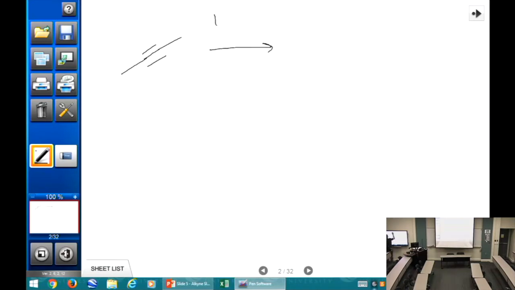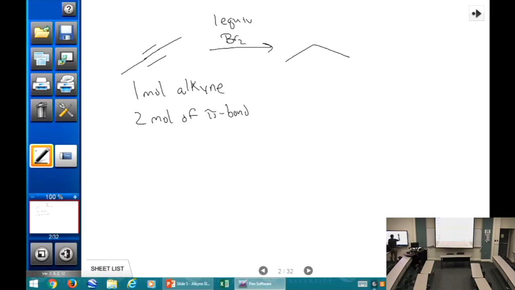Right? So if we have one equivalent of Br2, we only have enough Br2 to react with one of our pi bonds, right? So if I have 1 mole of alkyne, I have 2 moles of pi bond. So if I say I have one equivalent of Br2, that means I have 1 mole of Br2 for every 1 mole of alkyne, but 1 mole of Br2 for every 2 moles of pi bond that I have. So with one equivalent, I will end up with a bromine on each side of my triple bond, but I will keep my pi bond.